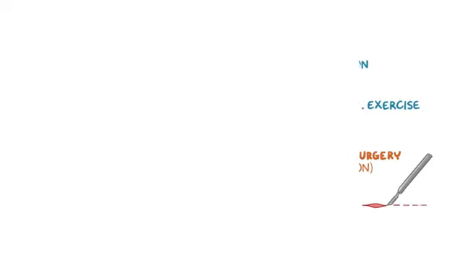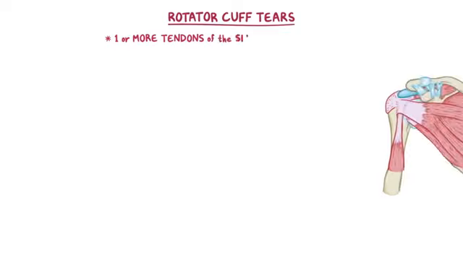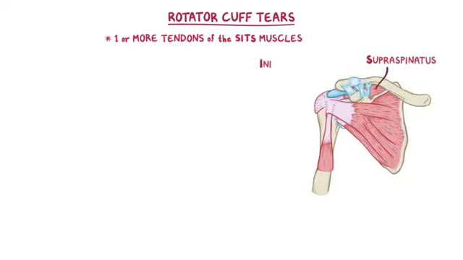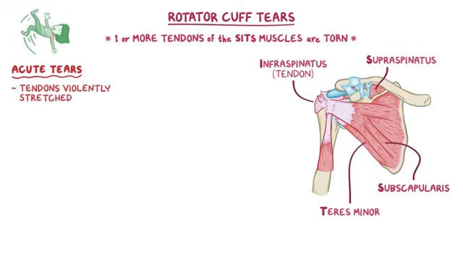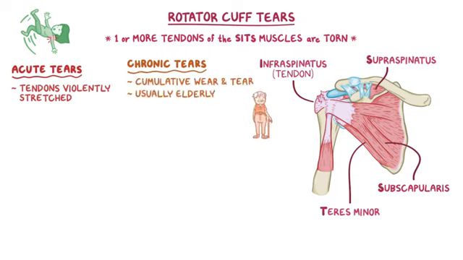Alright, as a quick recap. In rotator cuff tears, one or more tendons of the SITS muscles, supraspinatus, infraspinatus, teres minor, and subscapularis, of the rotator cuff are torn. Acute tears happen when the tendons are violently stretched, like falling on an outstretched arm. Chronic tears result from cumulative wear and tear on the tendon, and it usually occurs in the elderly.